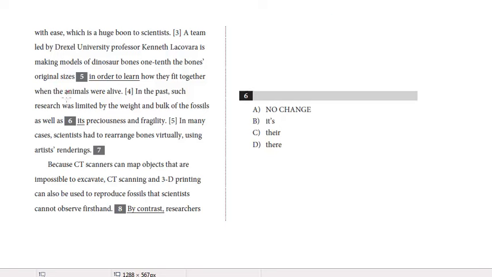Alright, so now let's look at another one. This one over here, question number 6. I'm only going to go over some of the grammar questions, the most basic ones, so you could at least learn these really quickly before you take the test. Because some of the other ones are actually a lot more reading than writing. In any case, in number 6, I'm on sentence 4. It says, in the past, such research was limited by the weight and bulk of the fossils, as well as its preciousness and fragility. Okay, so they're asking you about this part over here.